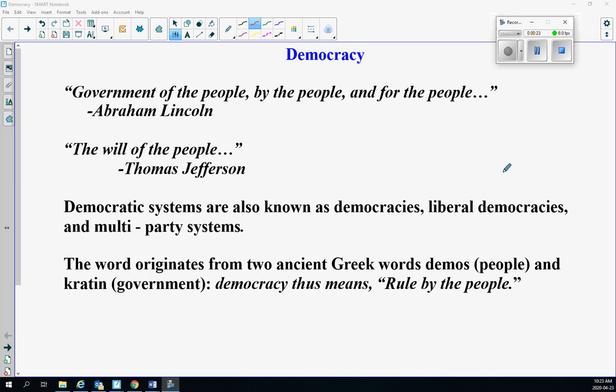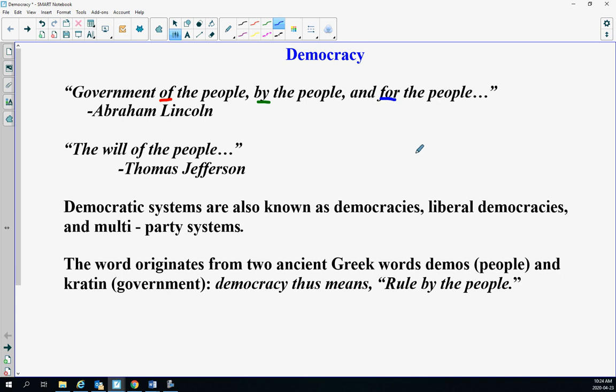Okay, to me, the best way of defining democracy is to look at Lincoln's quote: a government of the people, by the people, and for the people. So just read that, give yourself a few seconds, let it soak in, and let's talk about what he really means. A government of the people, a government by the people, a government for the people.